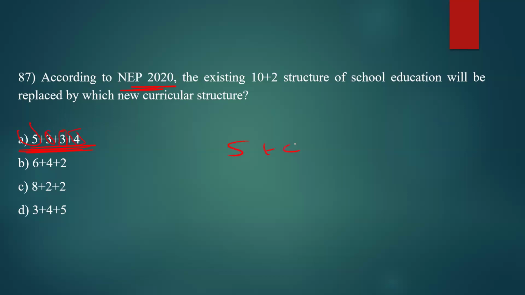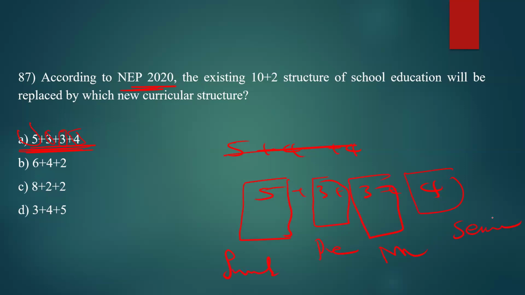So this is the new way of teaching today. 5 plus 3 plus 3 plus 4. The first 5 years are called the foundational stage. The next 3 years are called the preparatory stage. The next 3 years are called the middle stage. And the last 4 years are called the secondary stage.